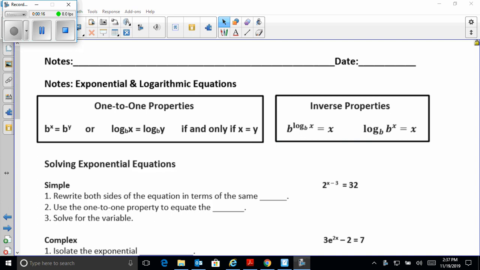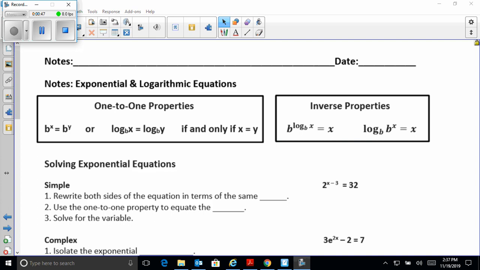Remember, if b to the x is equal to b to the y, or if log base b of x is equal to log base b of y, then x and y have to be equal. That's only true if they're equal. And our inverse property is another one that we use. If we take b to the log base b of x, when we evaluate that, it is x. And if we take log base b of b to the x, that is also x.